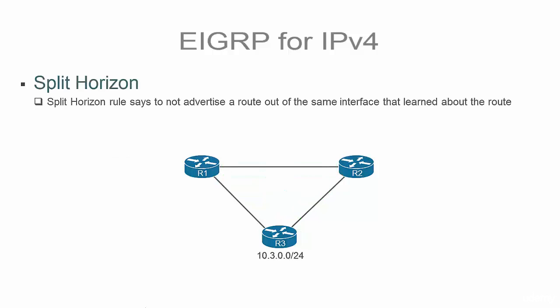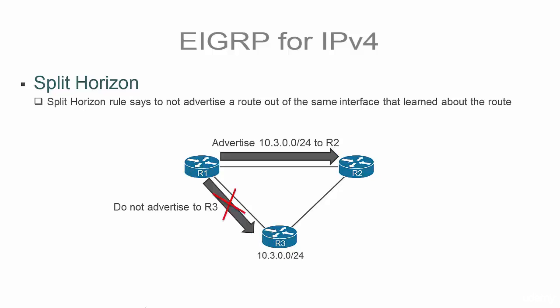EIGRP, being a distance vector protocol, also uses split horizon just like RIP does to prevent routing loops. If you can remember from the RIP section, split horizon simply means that a router will not advertise a route back out the interface that it learned the route from.